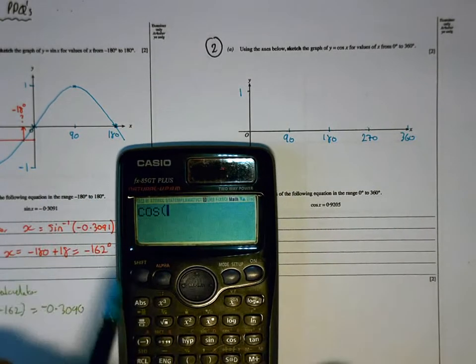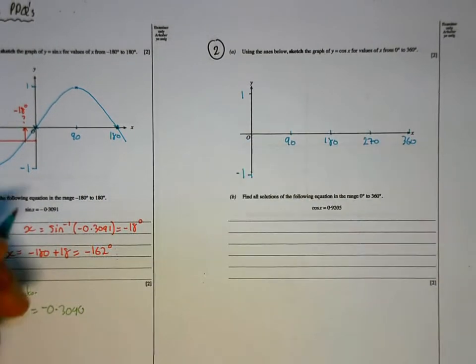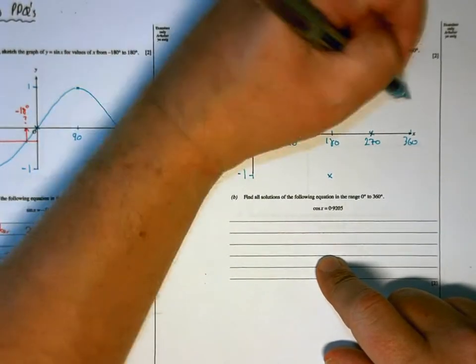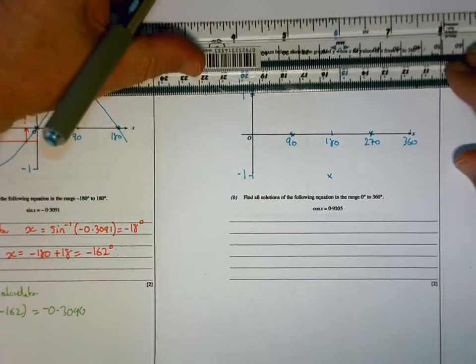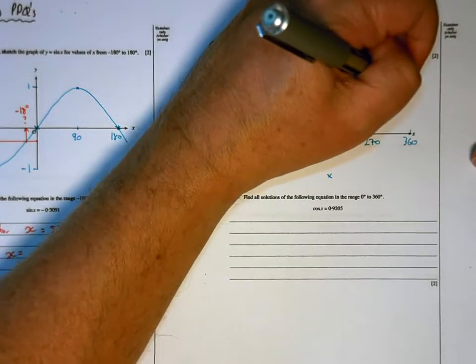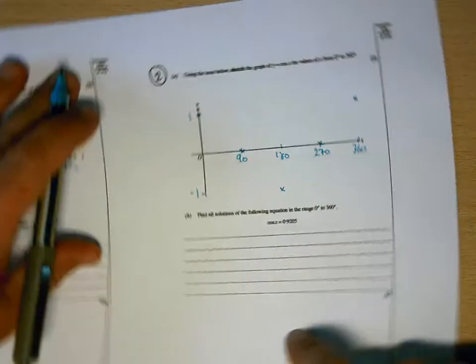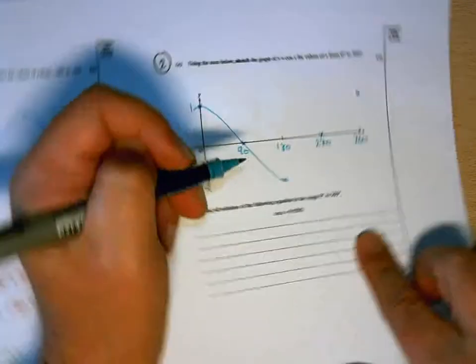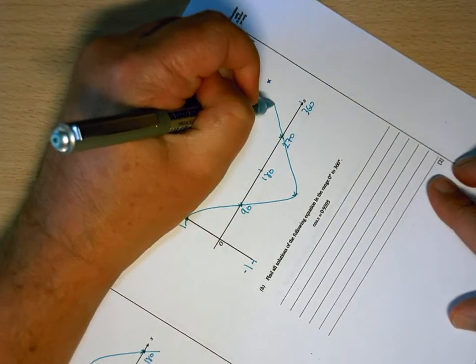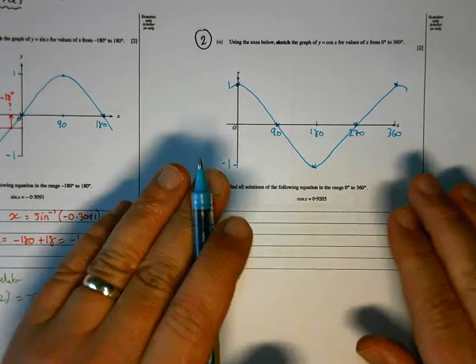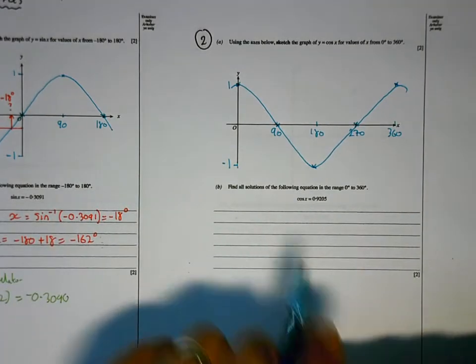Cos, just check, cos of 0 equals 1. So it's going to start at 1, it's going to drop to 90, then it goes to negative 1, back to 270, and then back up to positive 1 there. So this graph is going to go down and up and then back down the other side like that. So that's your cos graph, 2 marks.